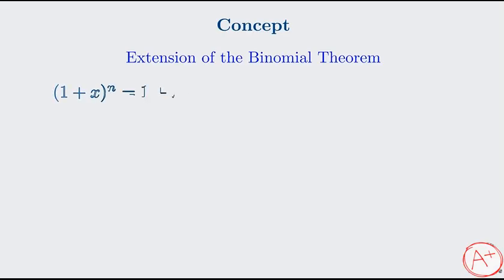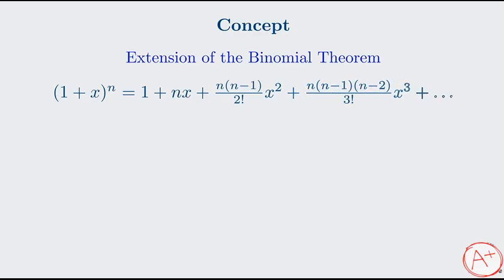In standard level, you worked with the binomial theorem for positive integer powers, which results in a finite number of terms. However, for higher level, we extend this to a general index n, which can be a fraction or a negative number. The formula for the expansion is given as (1 plus x) to the power of n equals 1 plus nx, plus n times (n minus 1) over 2 factorial x squared, plus n times (n minus 1) times (n minus 2) over 3 factorial x cubed, and so on.